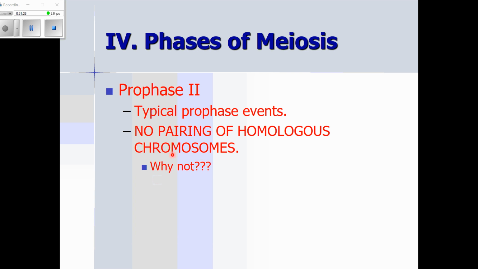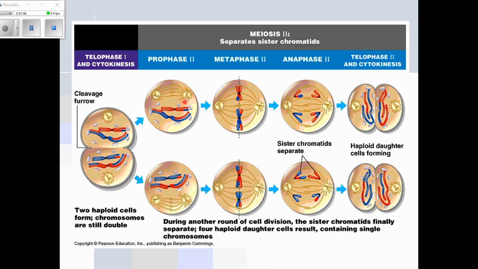So the reason you don't have crossing over and synapsis in prophase 2 is because the homologous pairs of chromosomes are no longer together in the same cell. They are in separate cells. So prophase 2 is a lot simpler than prophase 1. After prophase 2, the chromosomes line up along the middle of the cell. You know, metaphase, they always line up. That's easy to remember.